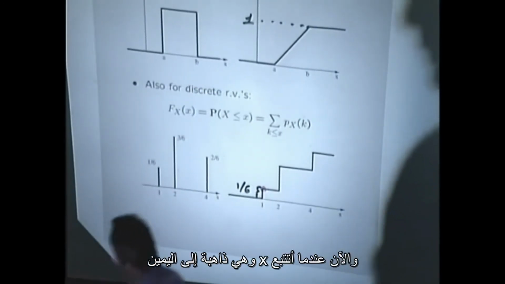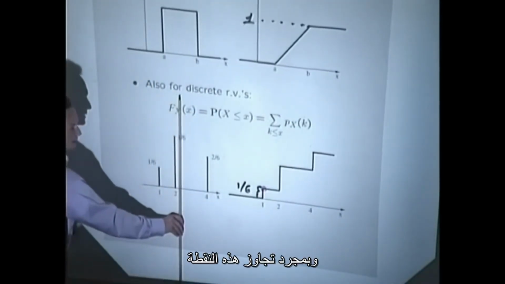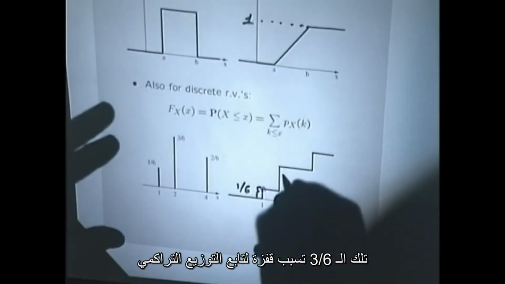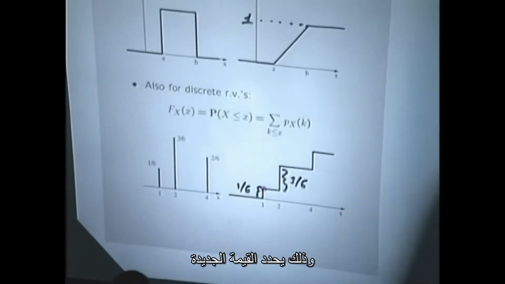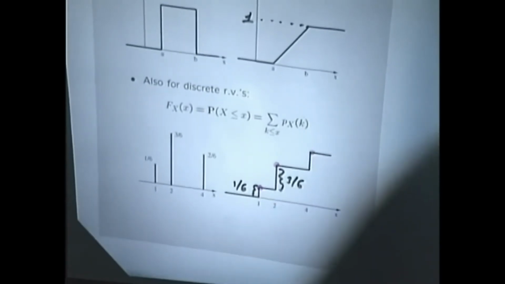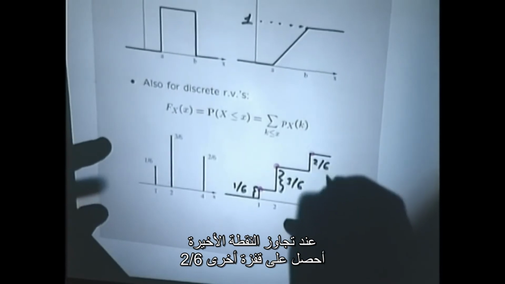And now as I trace x's going to the right, as soon as I cross this point, I have added another 3/6 probability. So that 3/6 causes a jump to the CDF. And that determines the new value. And finally, once I cross the last point, I get another jump of 2/6.